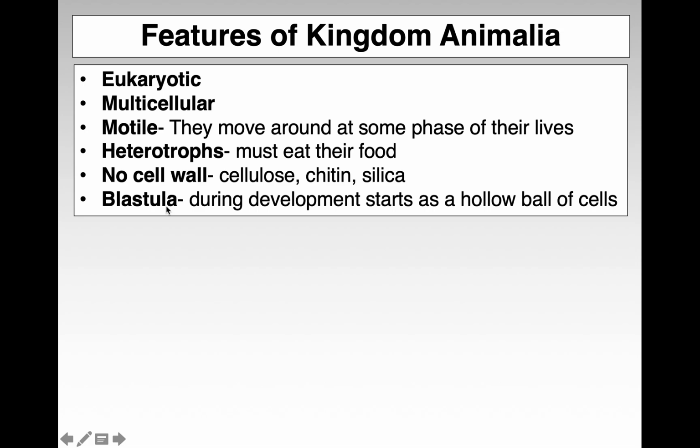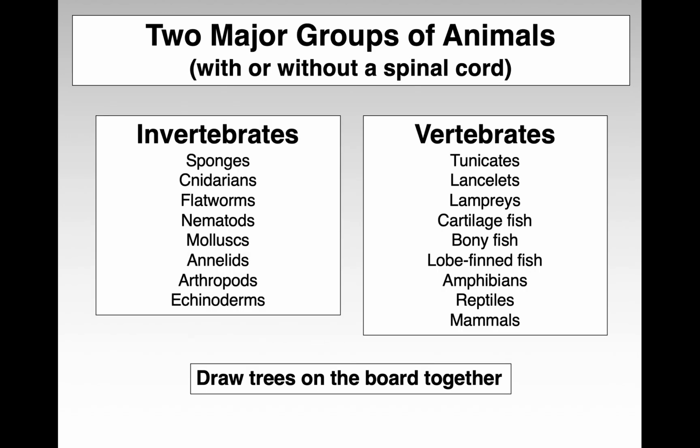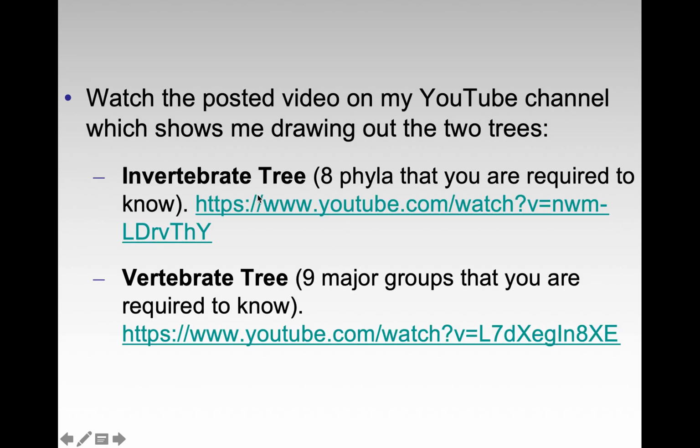All animals have a blastula stage during development, which is a hollow ball of cells. Animals really exploded during the Cambrian explosion, and we saw a lot of animal fossils at that time. There are two major groups of animals: those that have a spinal cord, called the vertebrates, and those without a spinal cord, called the invertebrates. For my test and for the AP, I'm not going to expect that you know all of the details of all of these things, but you should know some of the basics.